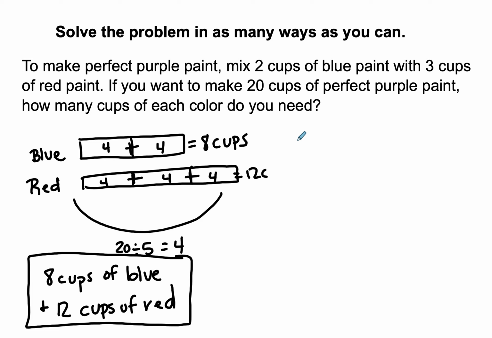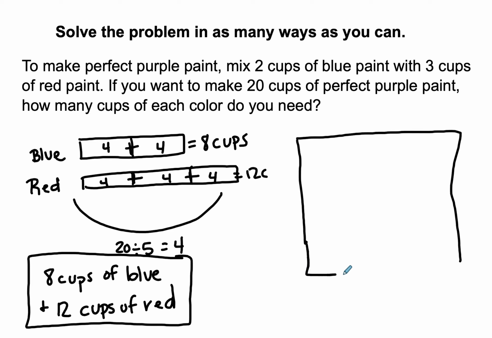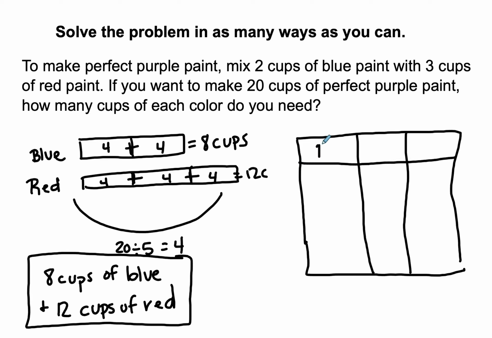I'm also going to do a ratio table. We looked at this type of problem with a ratio table in 5.1. Because this one has 3 parts, this is going to be a 3-column ratio table. 1 column for each one of my colors. So I have blue, I have red, and when I mix them, I get purple. We started with 2 cups of blue and 3 cups of red. We want them to equal 20 cups of purple at the end. So one batch of paint would give us 5 cups.